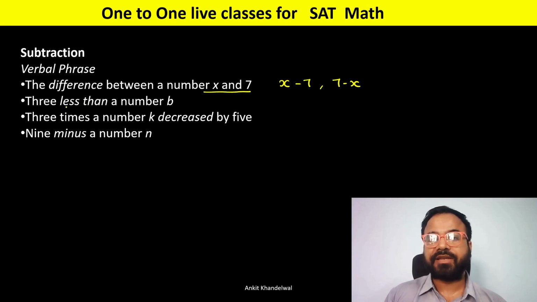Second one, you can see 3 less than a number b. Less means again minus. So this is a number b over here, we are subtracting 3 from this. So b minus 3. In the same way, 3 times a number k decreased by 5. So 3 times a number k means 3 multiplied by k. This is decreased by 5, which means we are subtracting 5 from this. So this is the expression.